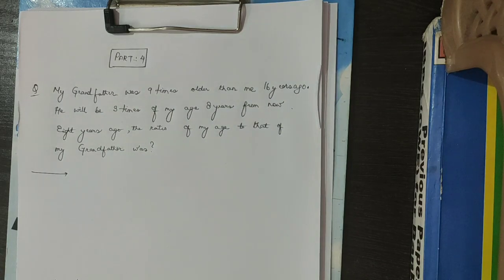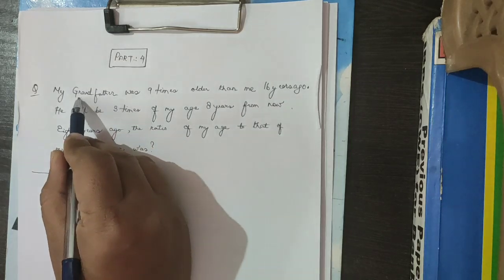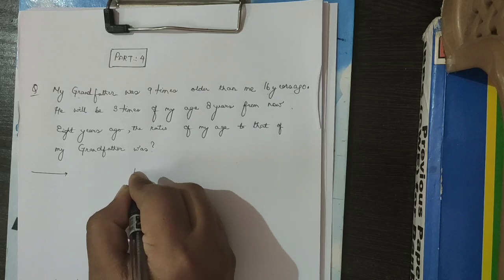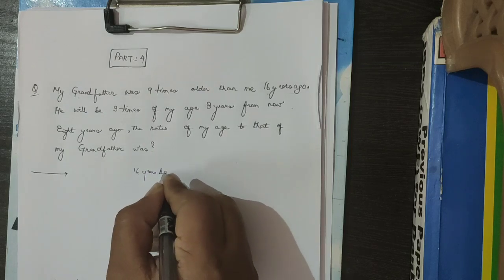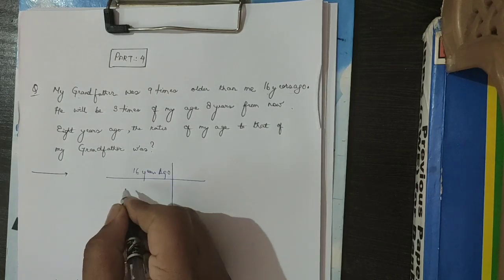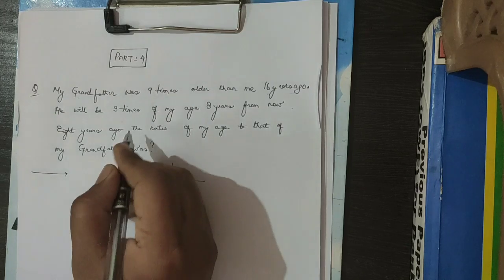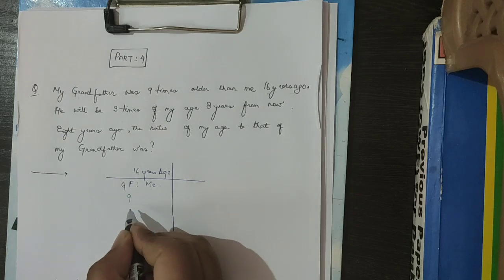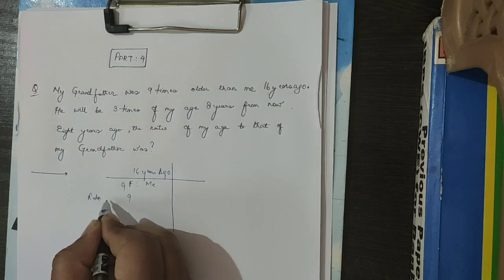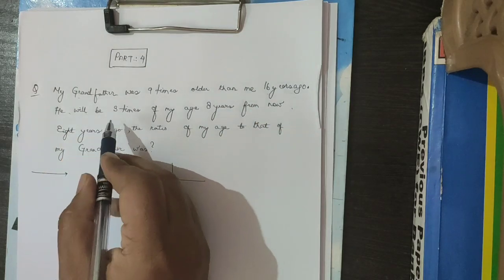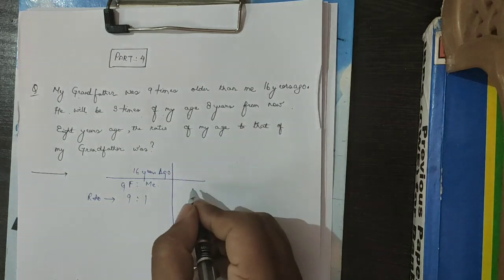So in this question, I'll show you how to solve the problem. First, my grandfather was 9 times older than me 16 years ago. First, write 16 years ago: grandfather and me. Okay, 9 times, grandfather ratio 9, and me 1. He will be 3 times my age 8 years from now.